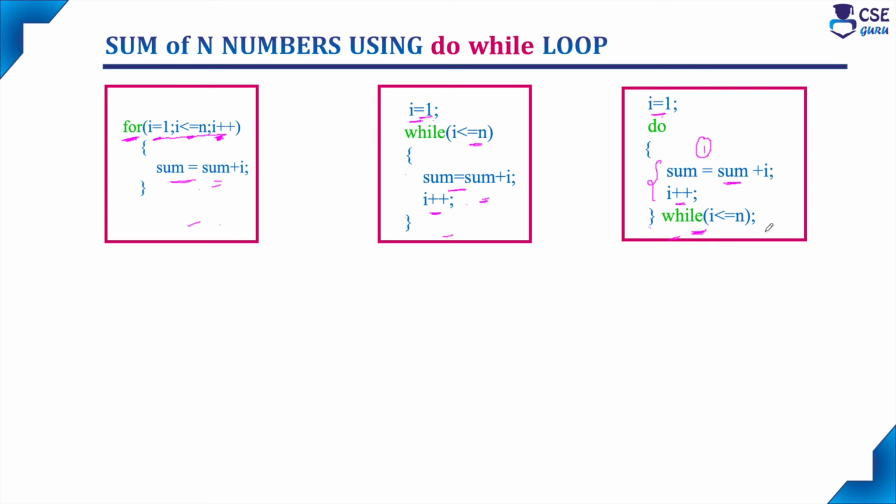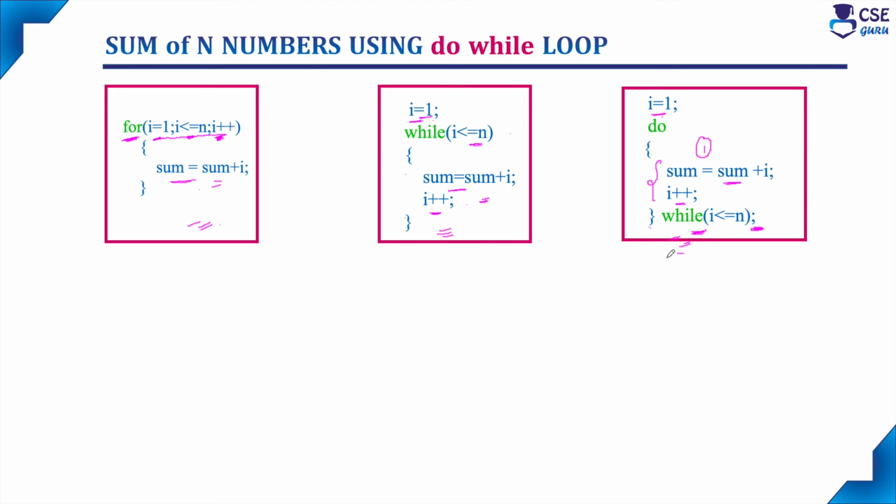And in do-while loop, the important thing is that it has to end with a semicolon. But the while loop and for loop do not end with a semicolon. The do-while loop is a post-test loop, and the condition is checked at the bottom of the loop. In the for loop, the condition is evaluated at the top of the loop. Similarly, in the while loop also, the condition is evaluated at the top of the loop. So this is the code segment to find the sum of n numbers using for loop, while loop and do-while loop.